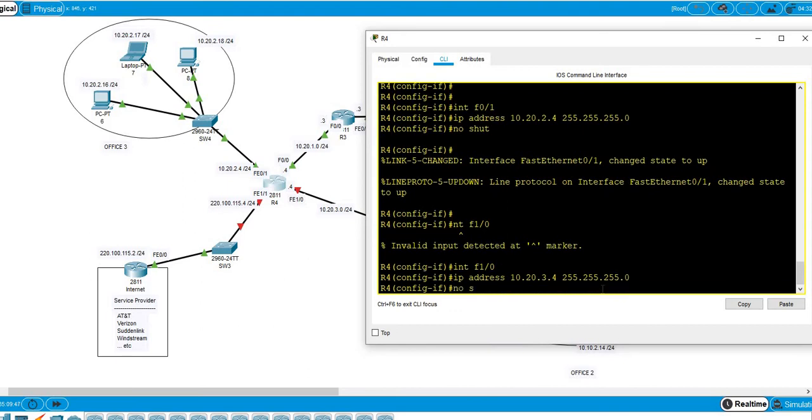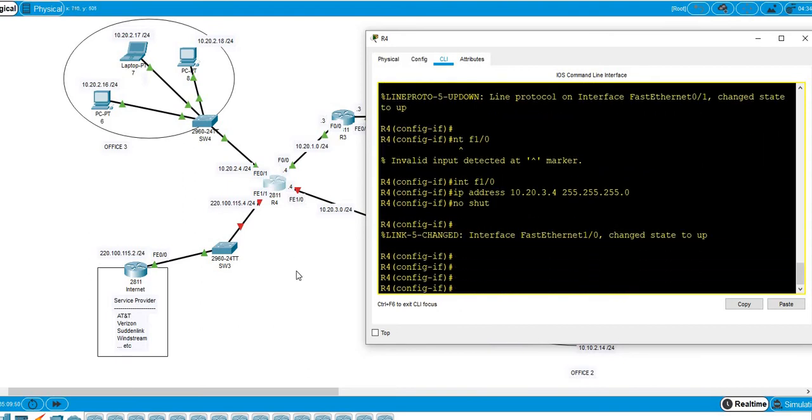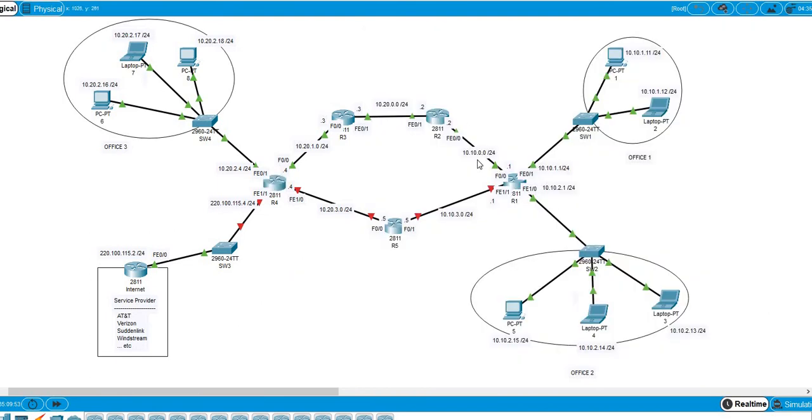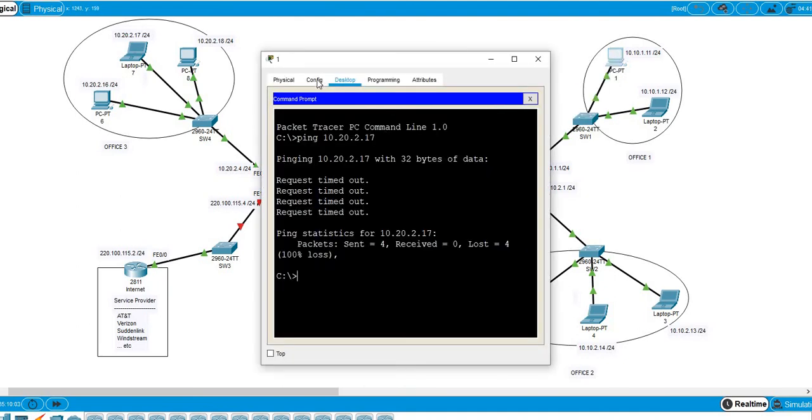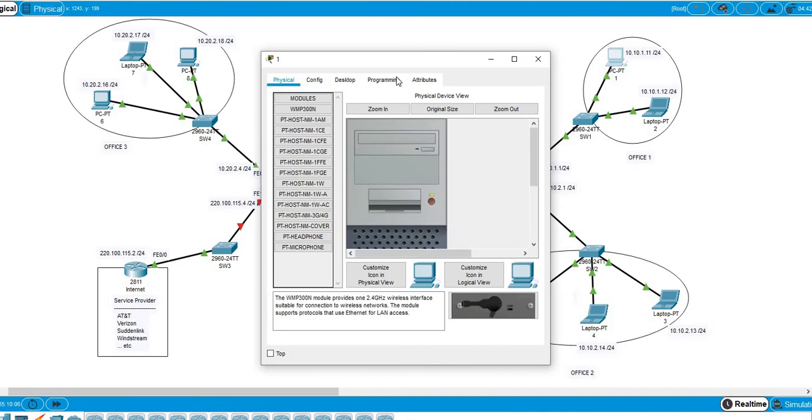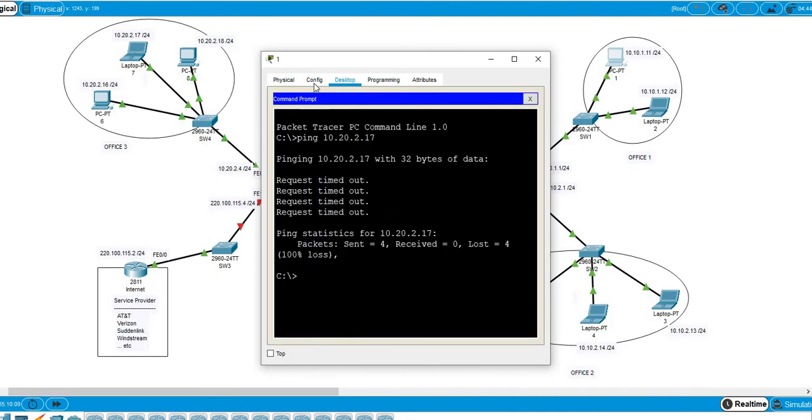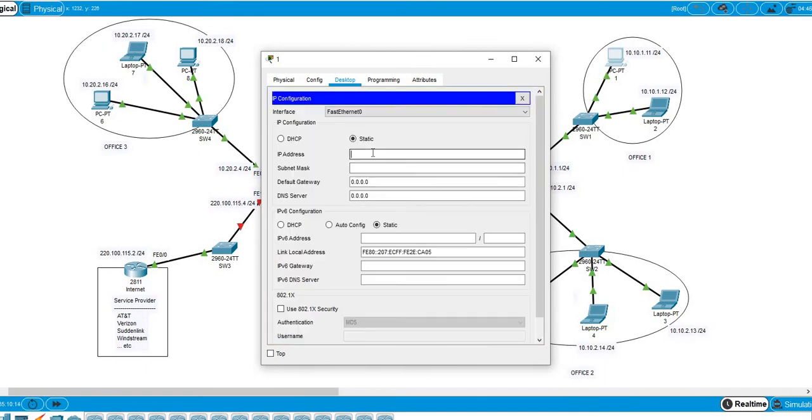255.255.255.0. No shutdown. Okay. Now we have configured all these interfaces on the routers. Okay, we should be good to go. One more thing before I forget. Let's make sure the computers are set up with the proper IP addresses. Okay, here is this IP address right here on PC1. Let's set it up on the computers.